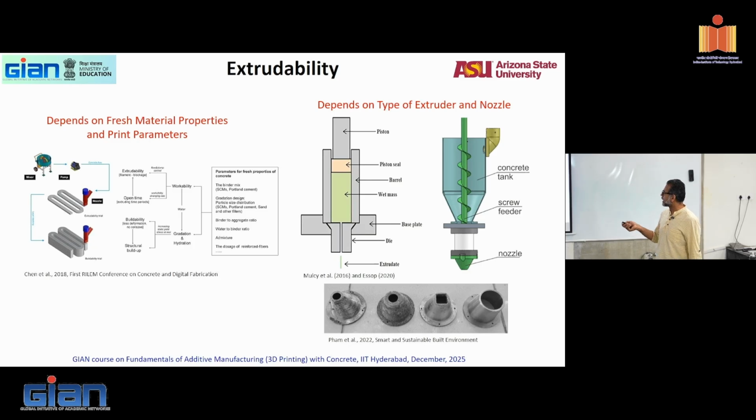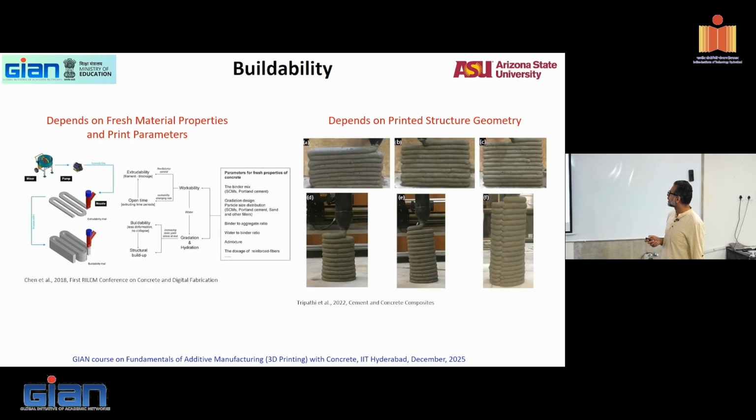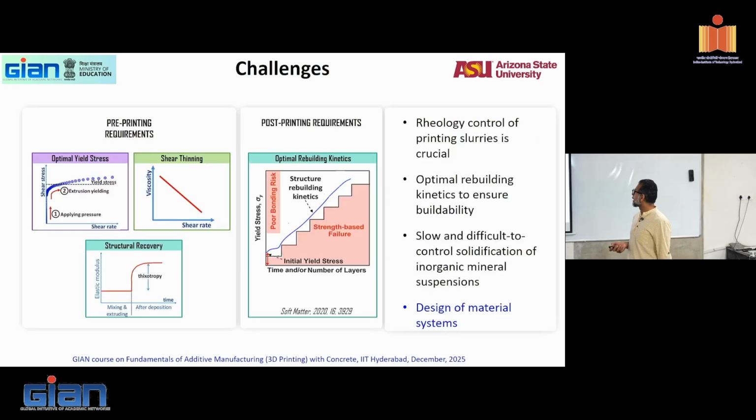Extrudability, we talked about what is extrudability. So that's a ram extruder. That's a screw extruder. This is the most common type that you see, where the material comes through and extrudes and then comes out of the nozzle. And then you get to print whatever shapes that you want. Buildability is the process by which you build up layer after layer. And again, we talked about what properties you need for that.